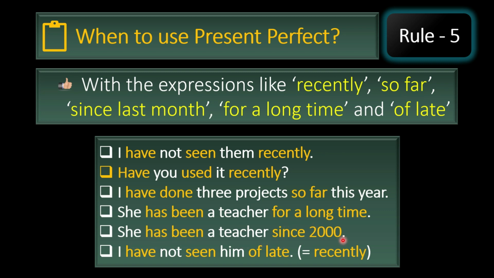What do you think is the difference between these two? Look at this. When we use "a long time", we mean a certain period, certain duration. So we use "for". But when we talk about a particular point of time that the action started, we use "since 2000", I mean from this time.